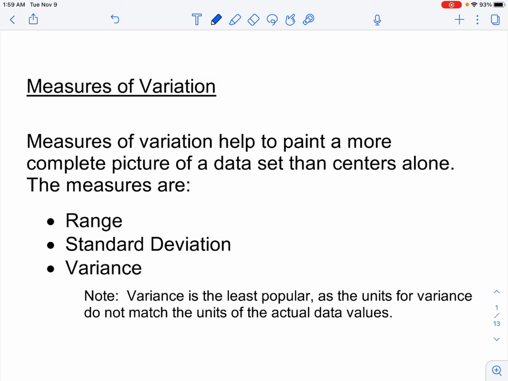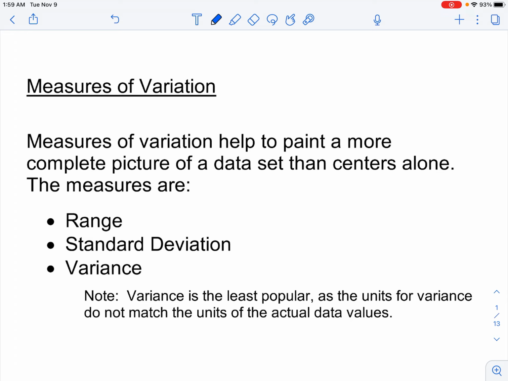Today we're going to take a look at measures of variation. So the whole purpose of measures of variation is to help us paint a more complete picture about what a data set is telling us, other than just looking at centers alone. There are three measures of variation. They are range, standard deviation, and variance.